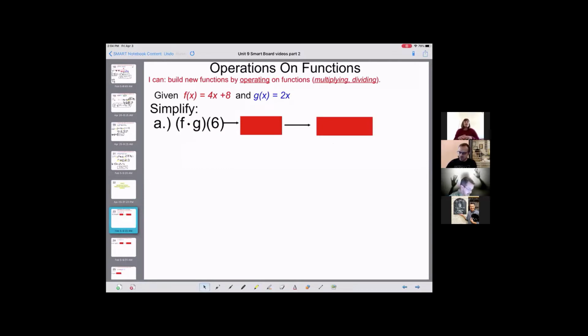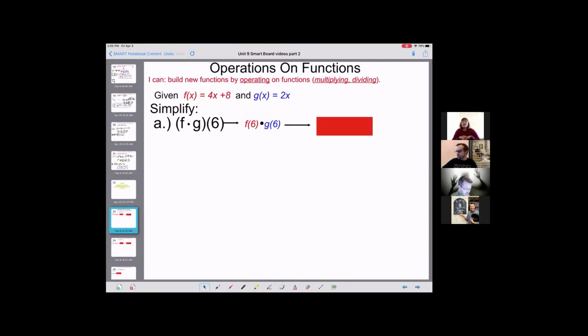We have our two functions. F of x is 4x plus 8, and g of x is 2x. We're going to find f times g of 6. Two videos ago, that example said f plus g of 6. Now we're multiplying. Let's find out how we could rewrite this. You can see that we can write it as f of 6 times g of 6, which should look familiar after the last 2 videos.